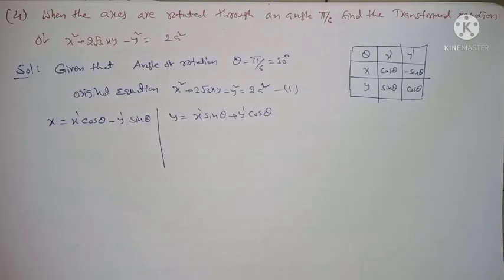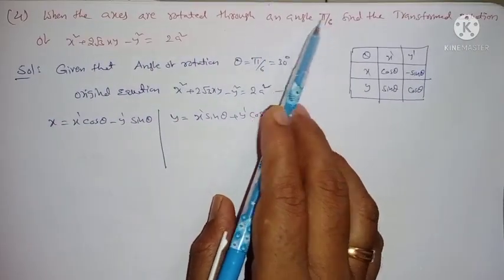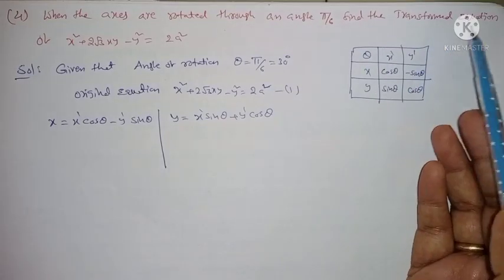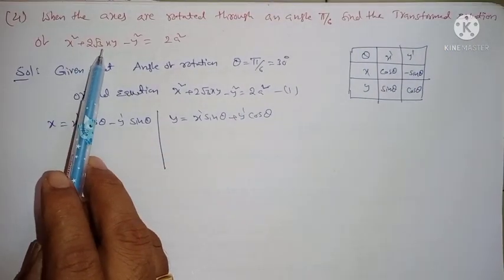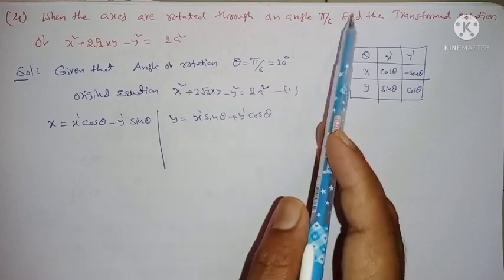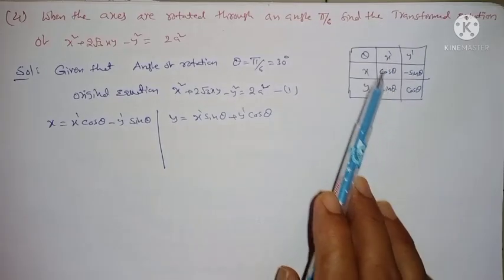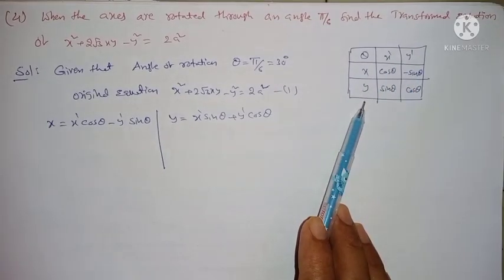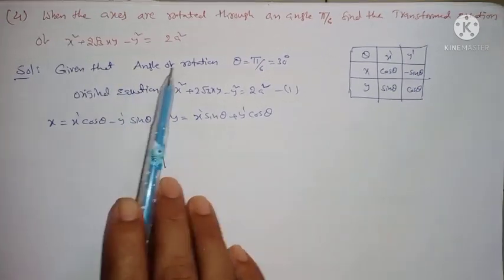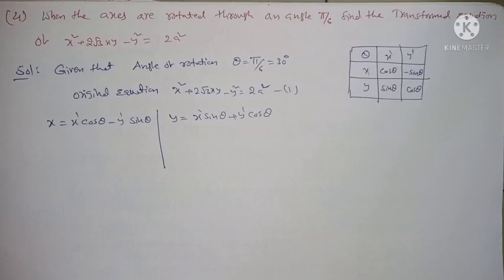Last problem, the fourth one: when the axes are rotated through an angle pi by 6, find the transformed equation of x square plus 2 root 3 xy minus y square is equal to a square. The angle changes, therefore you have the formula with theta, x dash and y dash, x and y. You can write a table. Given that the angle theta is equal to pi by 6, nothing but 30 degrees. The original equation is x square plus 2 root 3 xy minus y square is equal to a square.